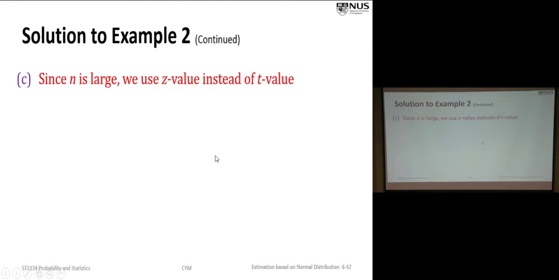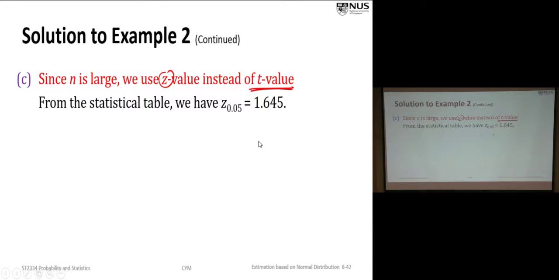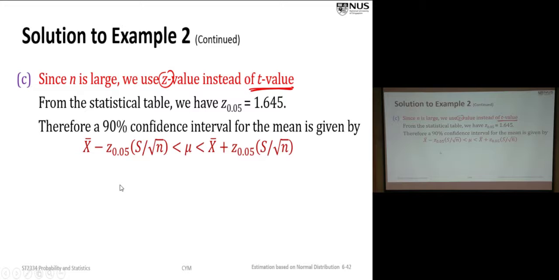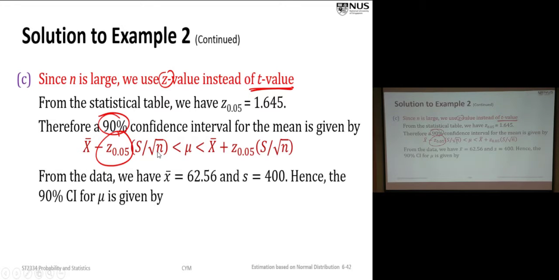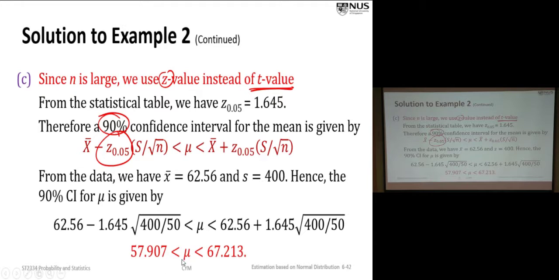All right, so since n is large, we have about 50 customers, I can use the Z value instead of t. So I take this and use this formula. I replace it by Z 0.05 instead of t. And notice that it's 90%, not 95%. So I calculate it. The average amount, that means for all the customers, we estimate to be between 57.9 and 67.2.